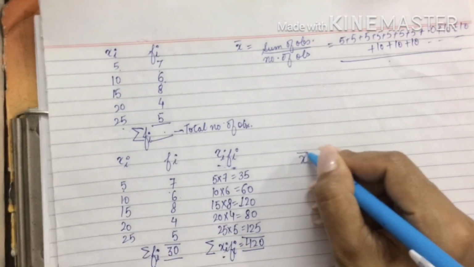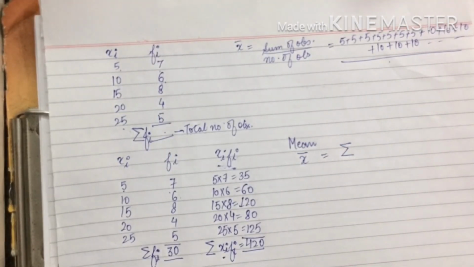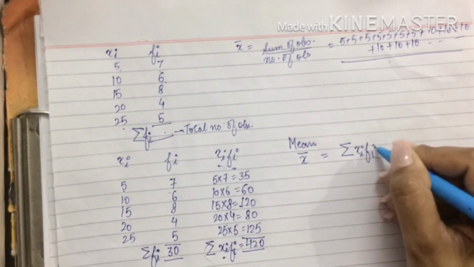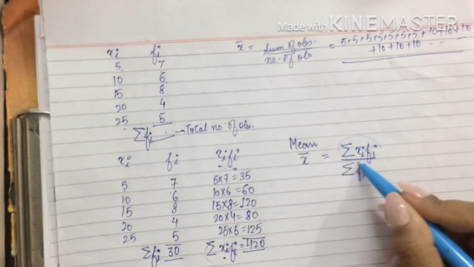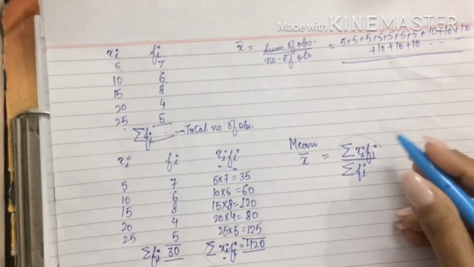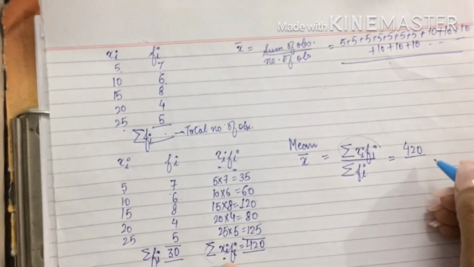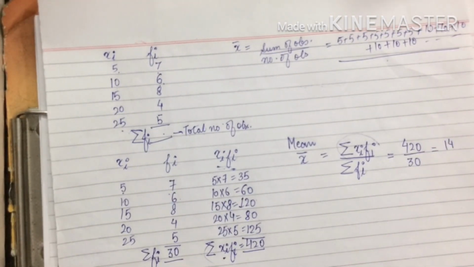And to find out the mean, I will use this formula: sum of observations, which is represented by the product of observation with its frequency, summation xi into fi, over the sum of the frequencies, which is this. So this represents the sum of all observations, and this represents the number of observations. The total of the observations is 420 and the number of observations is 30. Simplifying, the mean comes out to be 14. So this is what we did last year.